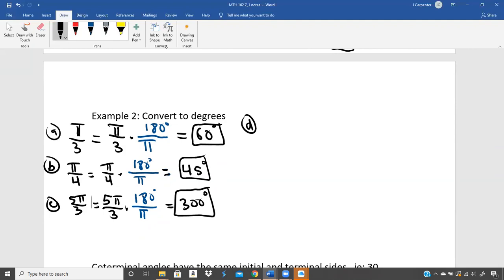D, 7 pi. Ooh, ugly pi. Okay, an ugly pi is still a tasty pie, right? So we multiply by 180 degrees over pi. The pi's will cancel. You'll be stuck in degrees. 7 times 18 is what, 126. So tag on the extra 0. That's 1260 degrees after the pi's cancel.